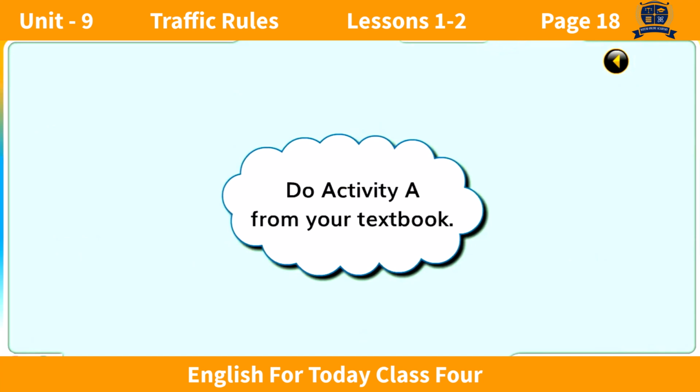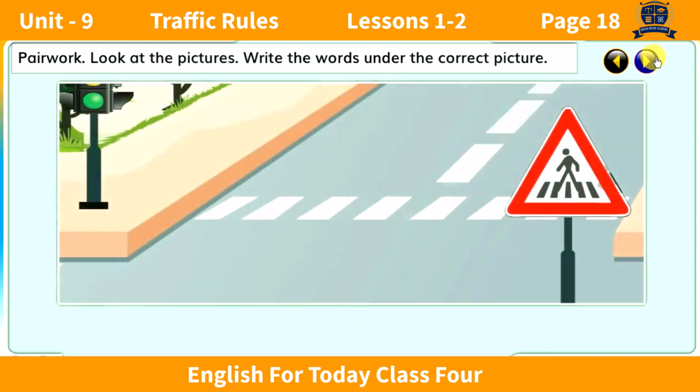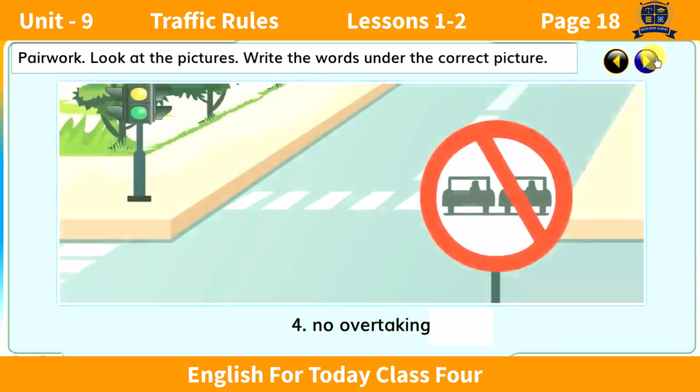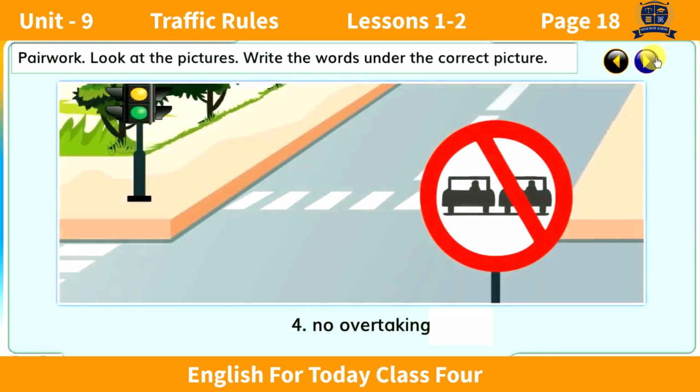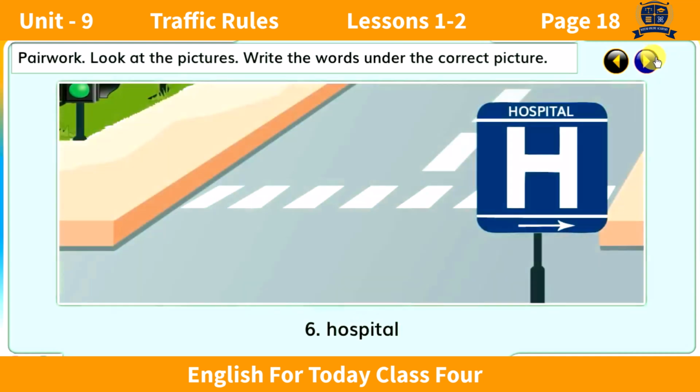1. Heavy traffic. 2. Zebra crossing. 3. Traffic light. 4. No overtaking. 5. No horn. 6. Hospital. 7. School. 8. Intersection. Watch the animation, then talk about the road signs.